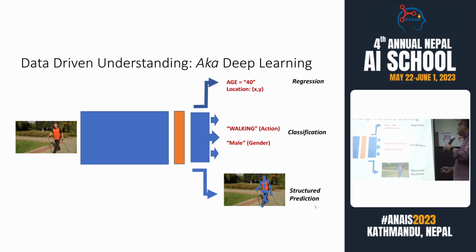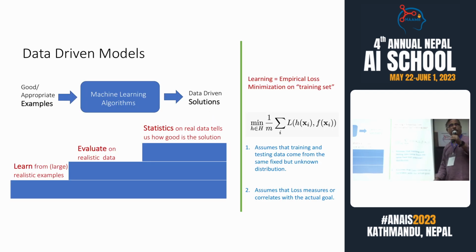Okay. Now, what happens in this sort of a setting? The solution is we collect good, appropriate examples and give them to a machine learning algorithm, and it produces what? It produces a solution. You call it a model or a deep learning solution that can be used at test time. Now the standard technique is: learn from large realistic examples, evaluate on realistic data. This is very, very important. Otherwise you don't know how good it is.